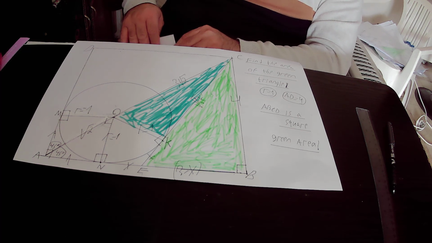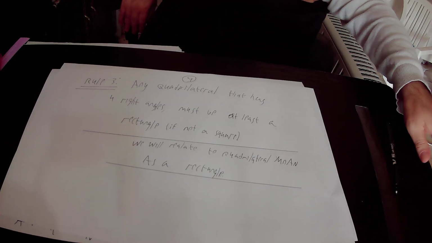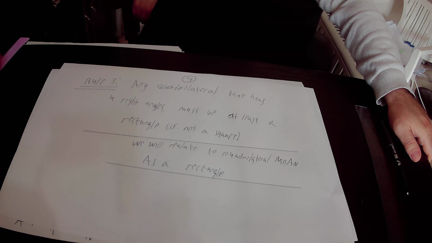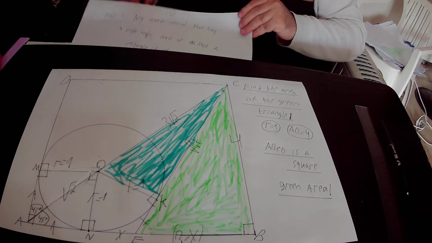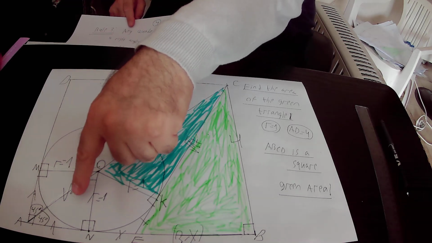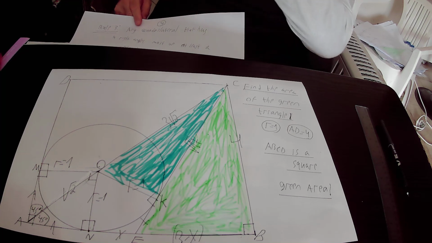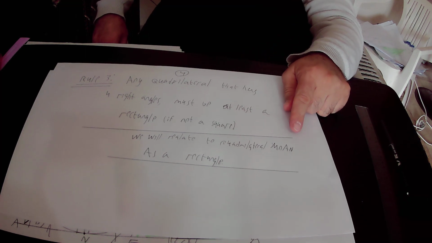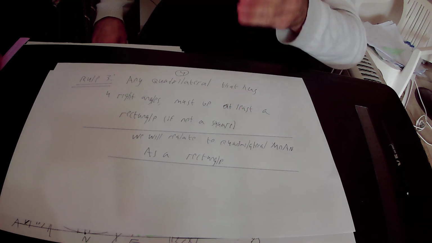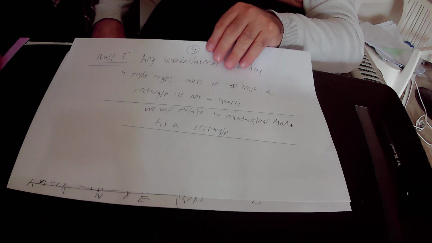And we also have rule number 3. According to rule number 3, any quadrilateral that has four right angles must be at least a rectangle if not a square. So we found out that quadrilateral MOAN has four right angles. Therefore, according to rule number 3, it must be at least a rectangle. So we will treat quadrilateral MOAN as a rectangle because it has four right angles. Okay?